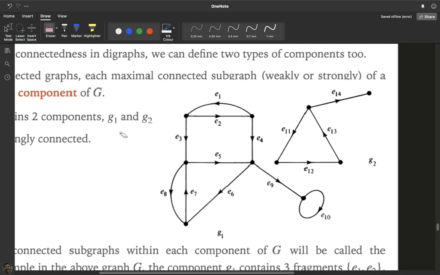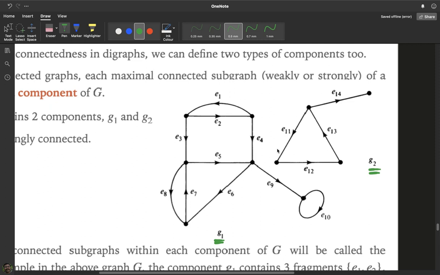Okay, for example, G1 is a maximal connected subgraph, and so is G2. If you look at this graph, G1 is a maximal connected subgraph of the given graph G, and this is another maximal connected subgraph of G, because we cannot make it any bigger. So a component is actually a maximal connected subgraph of the given graph. Okay, this we know from earlier sessions.